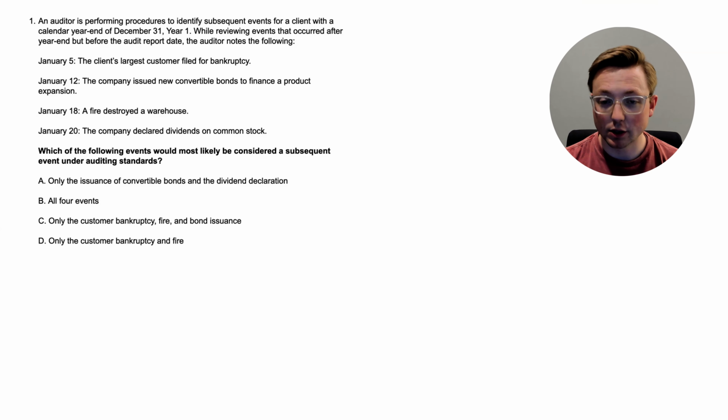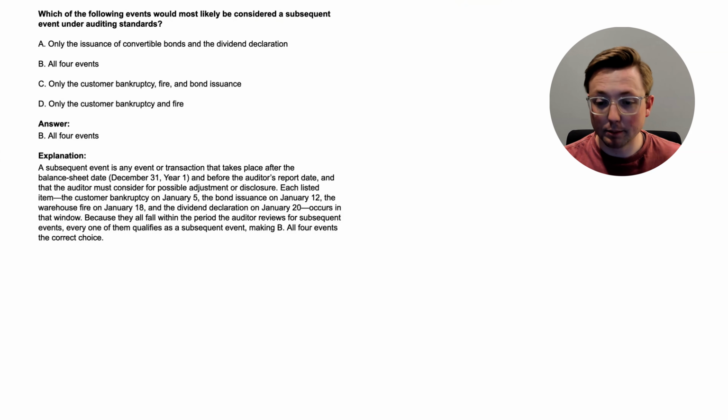So it's any event that the auditor needs to consider that happened after the balance sheet date, but before the auditor's report date. Each listed item, the customer bankruptcy on January 5th, the bond issuance on January 12th, the warehouse fire on January 18th, and the dividend declaration on January 20th occurs in that window. Because they all fall within the period the auditor reviews for subsequent events, every one of them qualifies as a subsequent event, making B the correct answer.